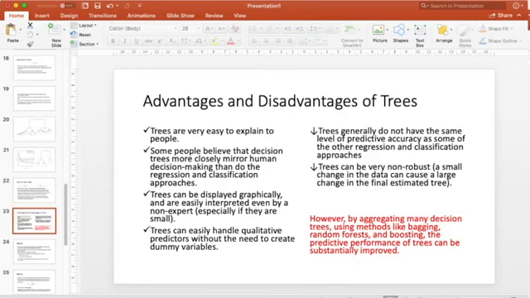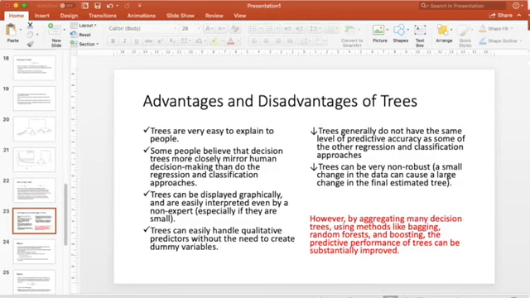Okay, so one of the advantages, and I would say the main advantage of a decision tree, is that it is very easy to explain to people. And some people believe that decision trees more closely mirror human decision making than do the regression and classification approaches. And trees can be displayed graphically, and are easily interpreted even by non-experts.